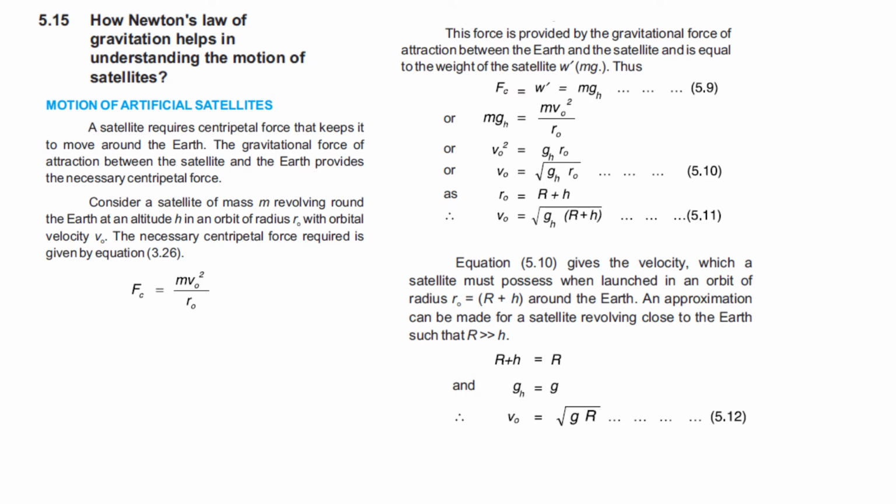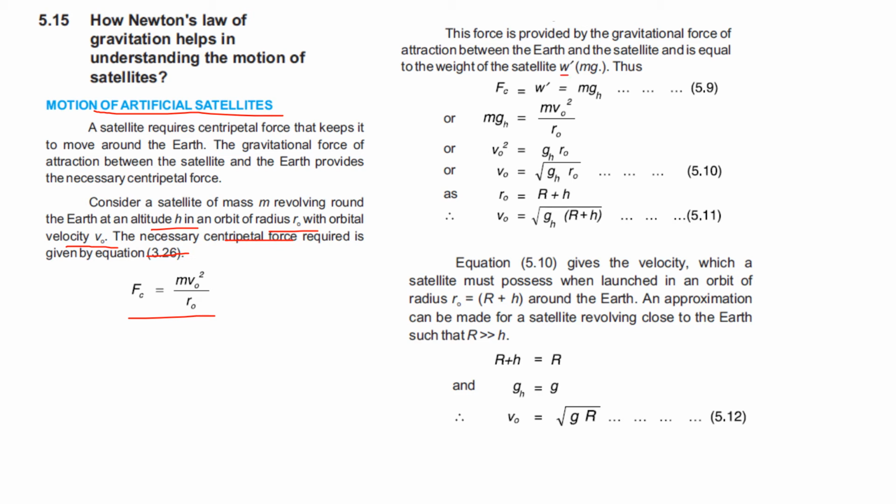5.15 is how Newton's law of gravitation helps in understanding the motion of satellites. For that, you have to write the complete topic of motion of artificial satellite. A satellite requires centripetal force to keep it moving around the earth. The gravitational force of attraction between the satellite and the earth provides the necessary centripetal force. Consider a satellite of mass m revolving around the earth at an altitude h in an orbit of radius r0 with the orbital velocity v0. The necessary centripetal force required is given by the equation Fc is equal to m v0 squared by r0. This force is provided by the gravitational force of attraction between the earth and the satellite and is equal to the weight of the satellite.